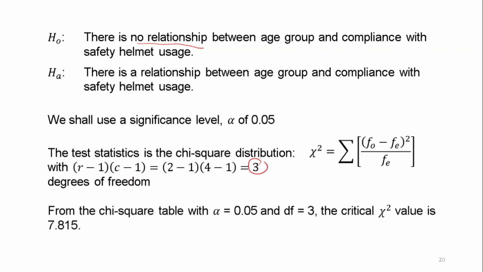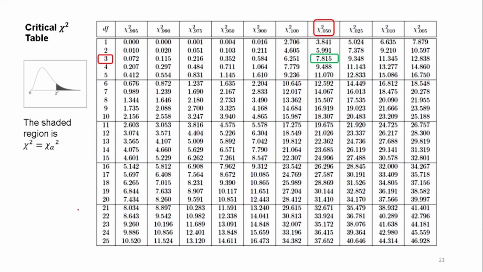Okay, from the chi-square table, with alpha equals 0.05 and degree of freedom 3, the critical value is 7.815. Okay, let's check. So degree of freedom is 3 and then level of significance is 0.05. So our critical value is 7.815.